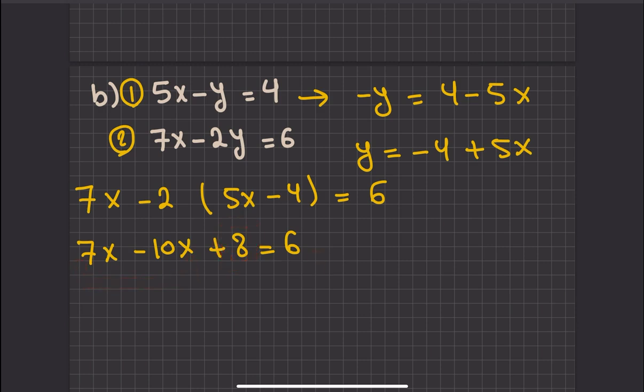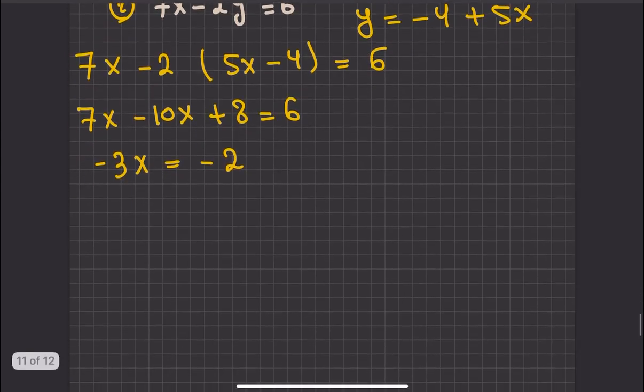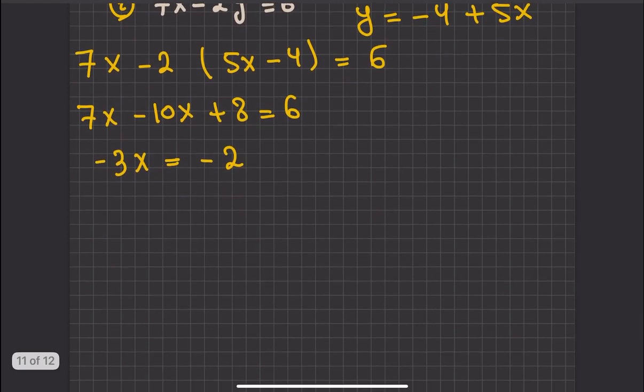So 7x minus 10x, I have minus 3x. Here, I'm going to have 6 minus 8, which is going to be minus 2. I'm looking for x. I'm not looking for negative 3x. So I'm going to divide the whole thing by minus 3. Here, I'm going to have x.